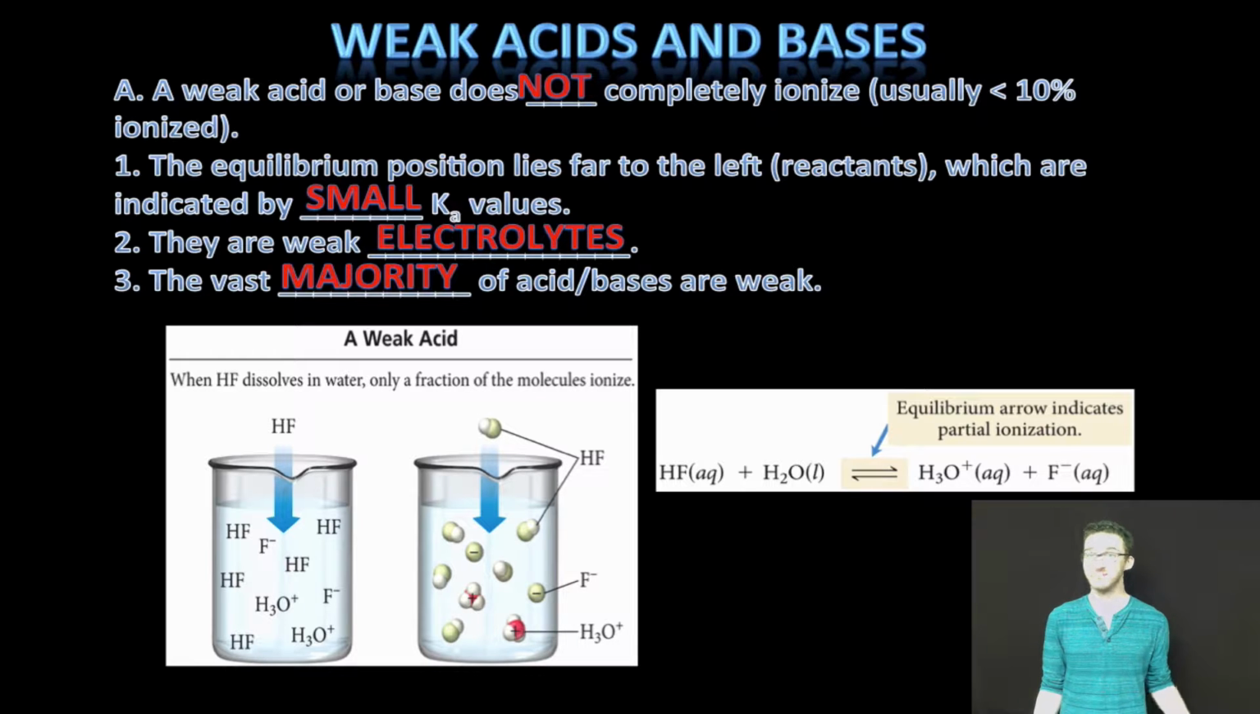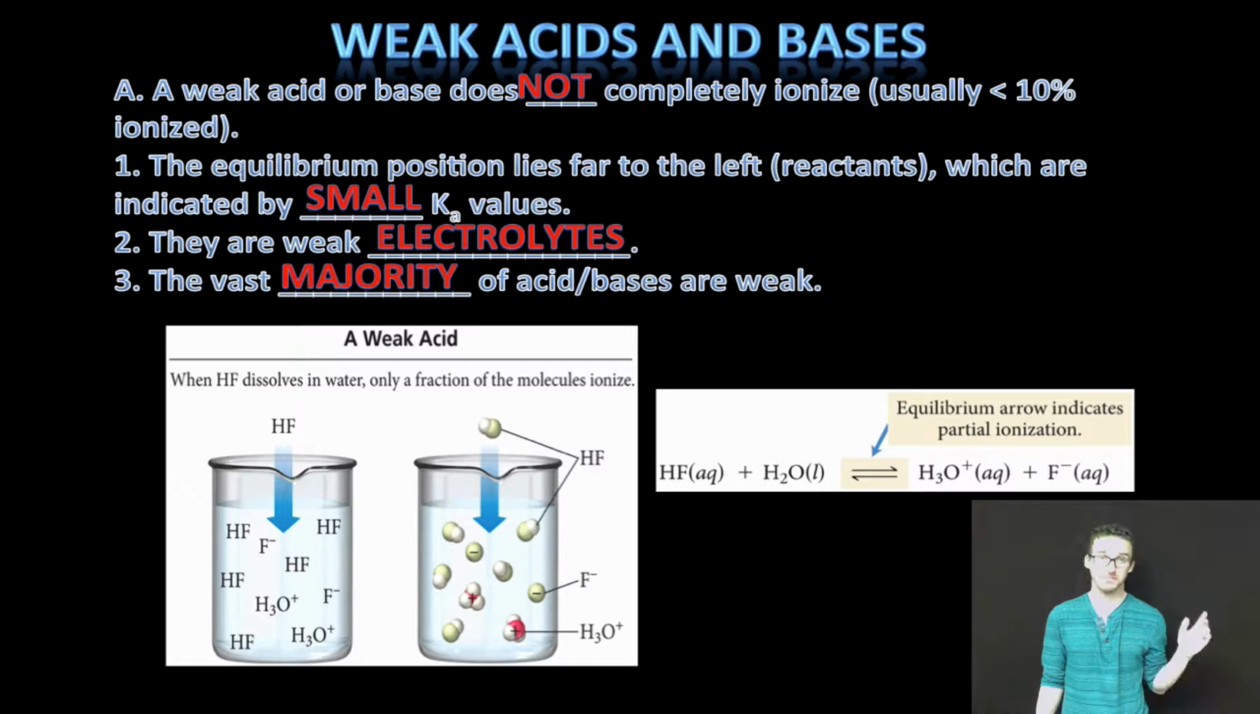Usually we're talking much less than 10%. Now, this provides us some unique and very different characteristics for weak acids. One, recognize that the equilibrium position is going to lie very far to the left, to the reactant side. And because of that, we're going to have very small Ka values. Because the reactant side consists of mostly intact molecules and not ions, weak acids are typically very weak electrolytes.